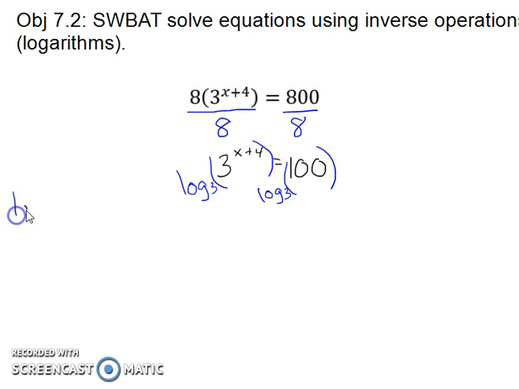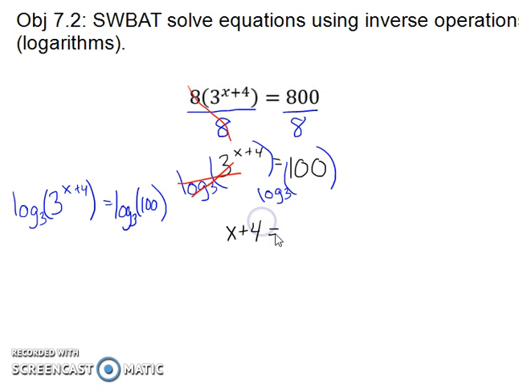This is saying log base 3 of 3 to the x plus 4 is equal to log base 3 of 100. So I wrote it out here the long way. Here I just wrote it kind of shorthand, but that's what we're doing. So the log base 3 and the 3 to the power of cancel out, just like the 8's canceled out here. That gives us x plus 4 is equal to log base 3 of 100.